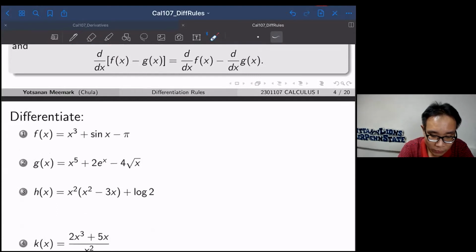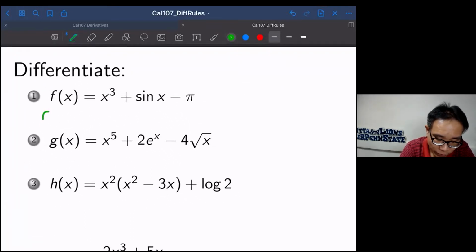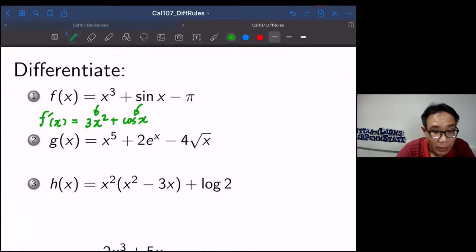For example, if you have f(x) equal to x cubed plus sine x minus pi, you can differentiate f term by term. The derivative of x cubed gives 3x squared, the derivative of sine x gives cos x, and the derivative of pi is 0, so you get minus 0. So you get 3x squared plus cosine x.